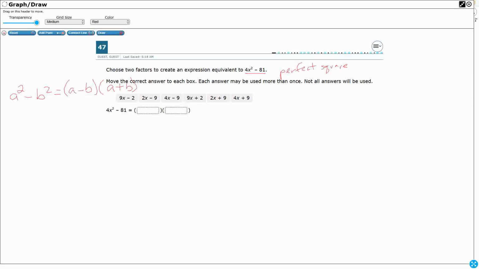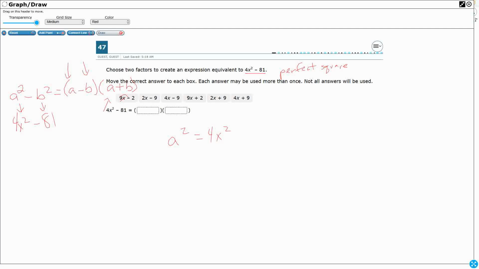Now, how is that helpful? Well, we need to be able to recognize that this 4x squared is sitting in that a squared position. And then we've got a minus, which we need, the difference of squares, and that 81 is sitting in the b squared position. So what we need to do is solve both of those for an a and a b, because once we have a and b, we're good. So let's just set each of those terms equal to each other. So a squared equals 4x squared.